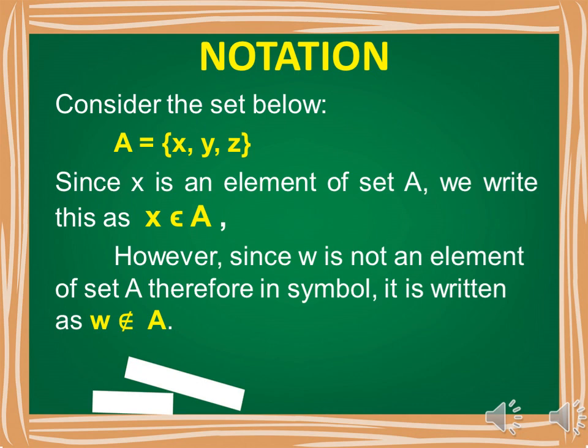So this time, let's find out how to represent an element of a set. So let's consider the set below. We have set A, which has elements x, y, z. So again, which method is being used here? Is this roster method or set builder notation? Okay, so this is roster method. So since x is an element of set A, we write it in symbol as x, then epsilon A. So this means that x is an element of A.